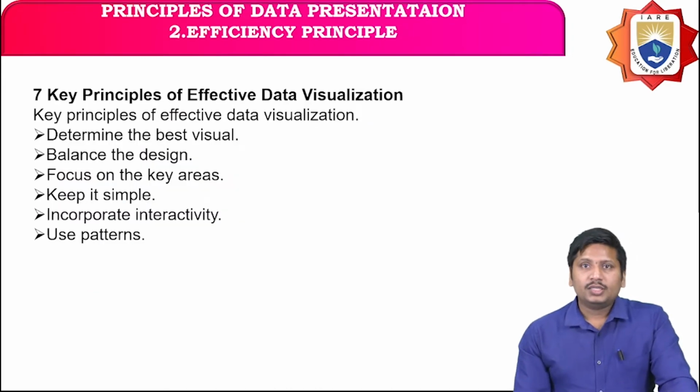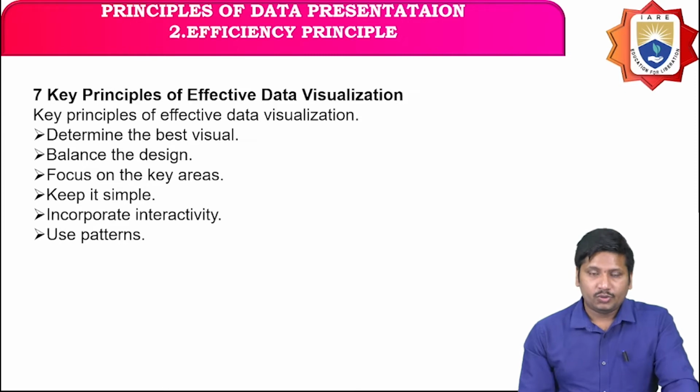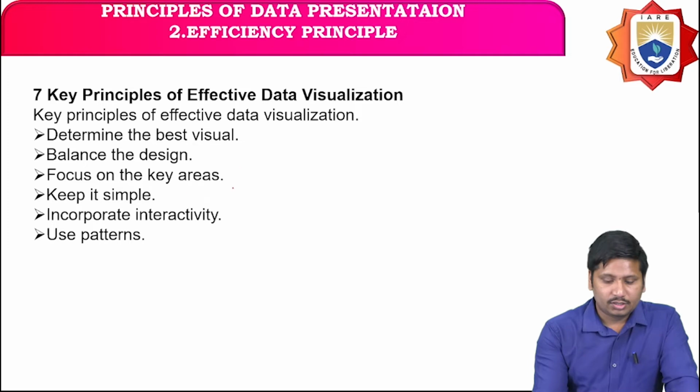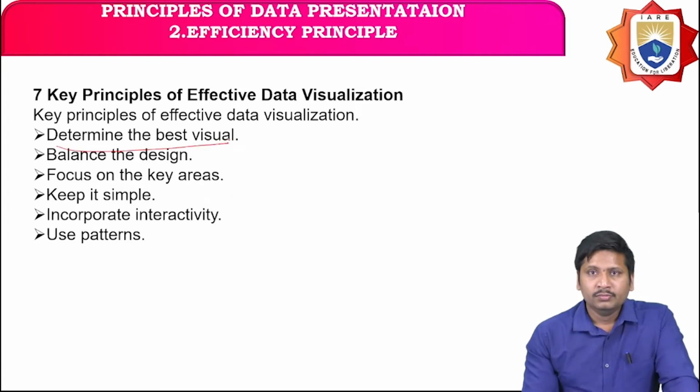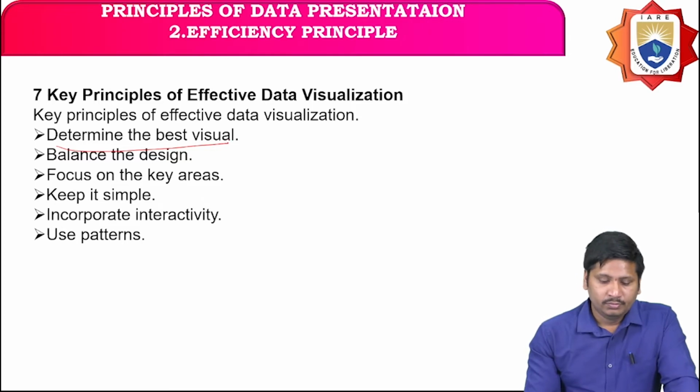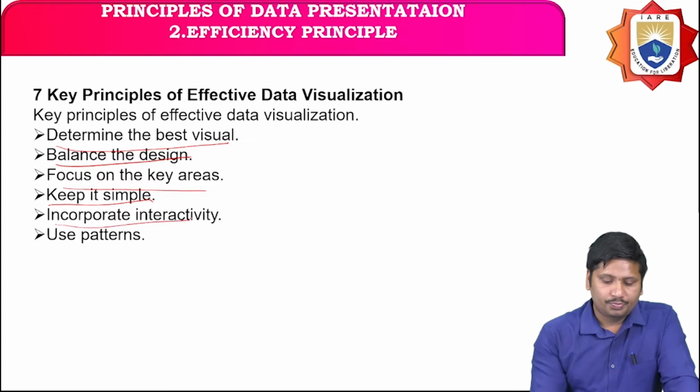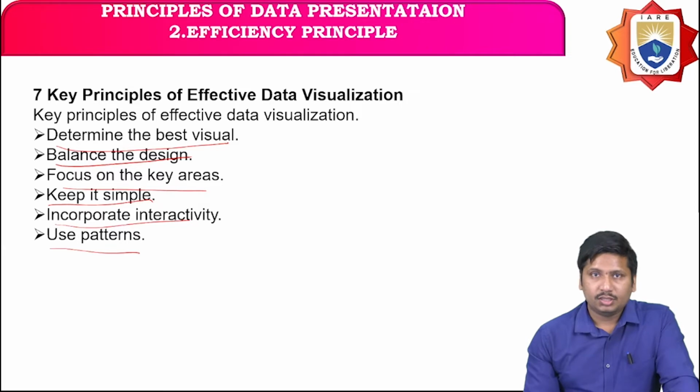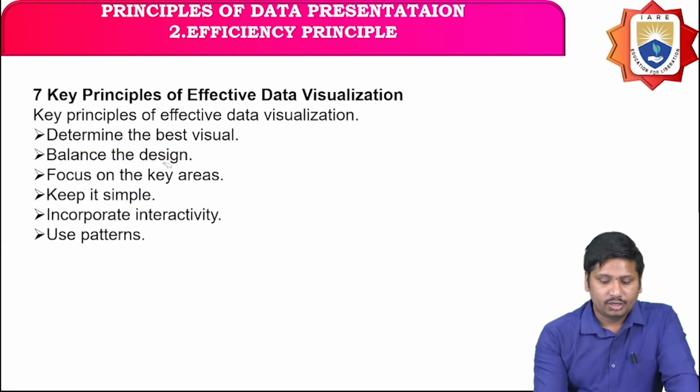And next, the 7 key principles of effective data visualization. We have 7 key principles. The first is determine the best visual, then balance the design, and focus on the key areas. Keep it simple, and then incorporate interactivity and use patterns. These are the 7 principles we have to follow for effective data visualization.